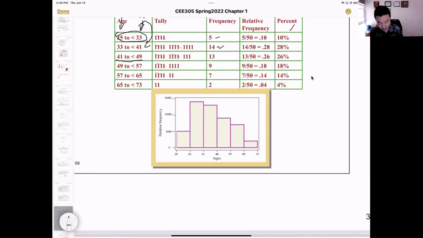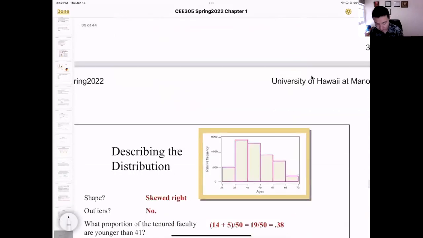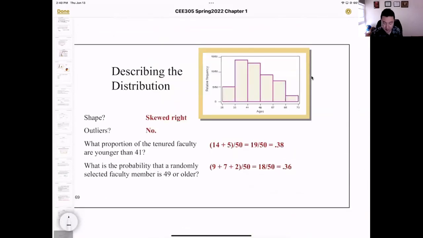What we can see from this histogram is that the shape is skewed to the right. Skewed to the right means the curve is something like this. The right side obviously has a longer tail. So a longer tail on the right side, and we call that skew to the right. It doesn't have outliers. So no professor is much older or much younger than the majority of the faculty.